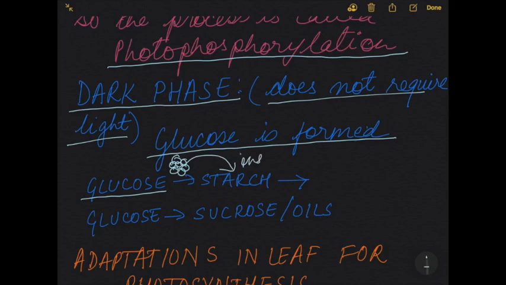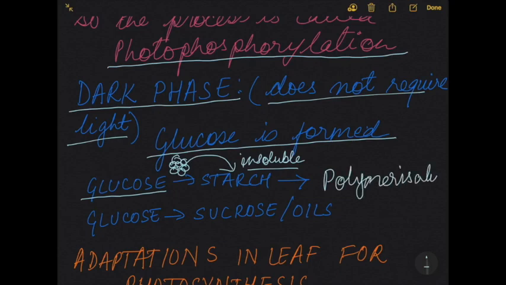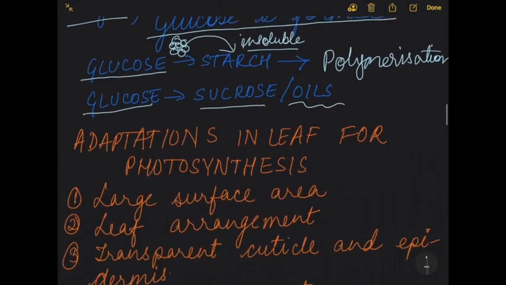Remember, the starch is insoluble. Insoluble means it does not dissolve in water. So it remains in the leaves. This process is known as polymerization. Now sometimes what happens? The glucose that is produced converts into sucrose and sometimes even into certain oils.